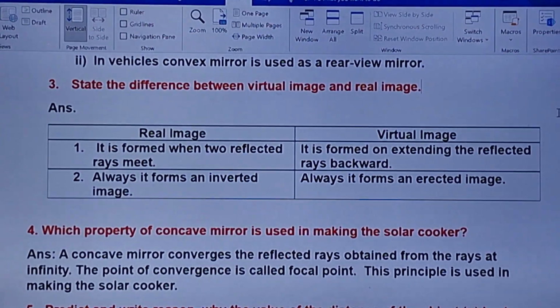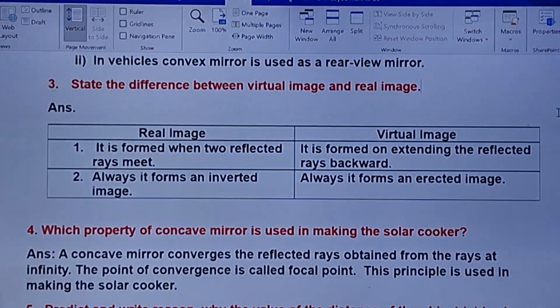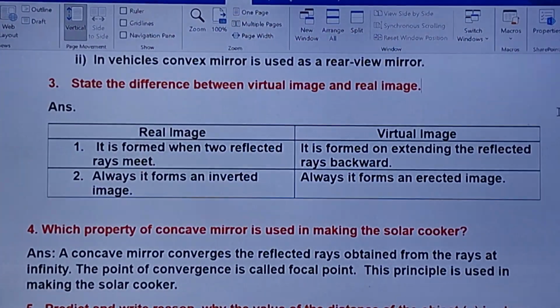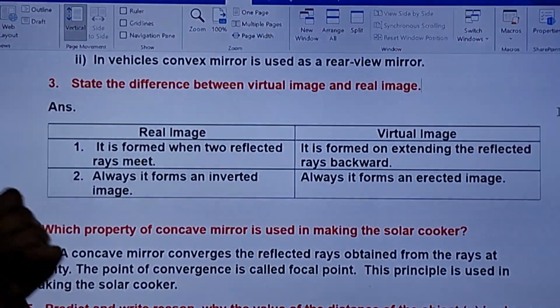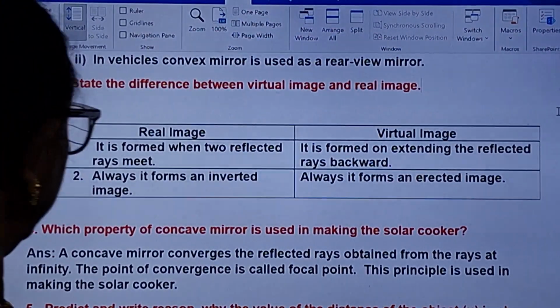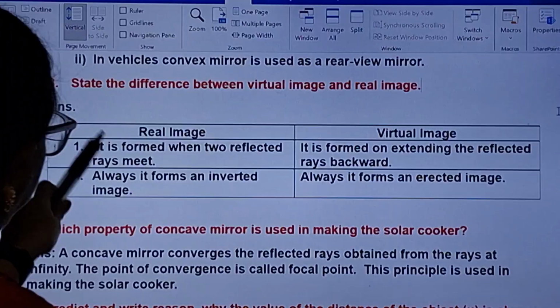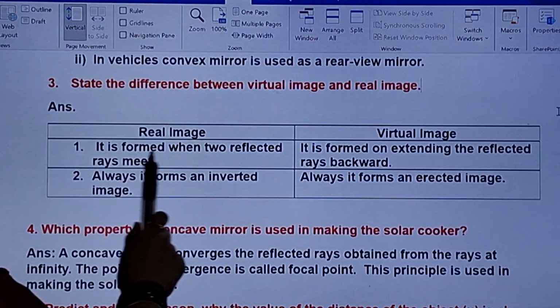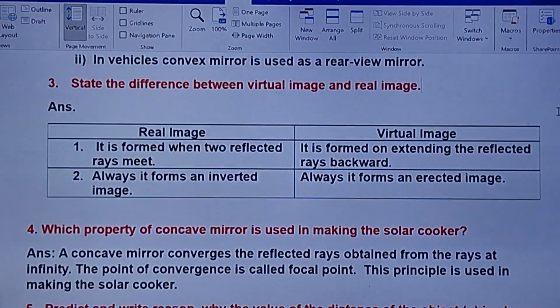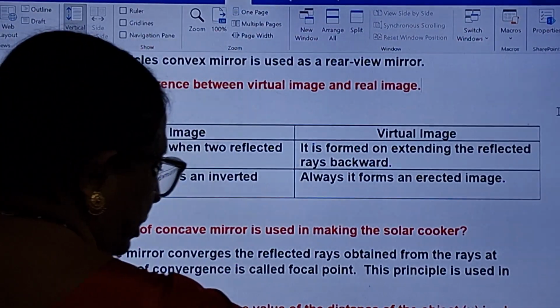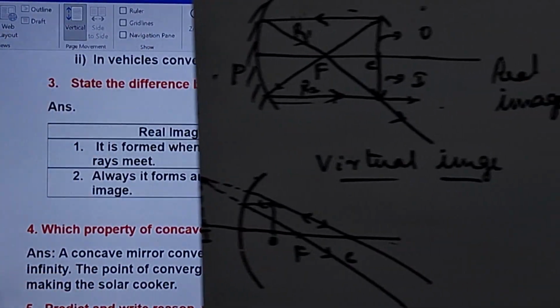Now children, let me talk about the third question. State the differences between virtual and real image. So what is the first point? It is formed when two reflected rays meet. What is that? Real image. So let me explain with this figure, children.